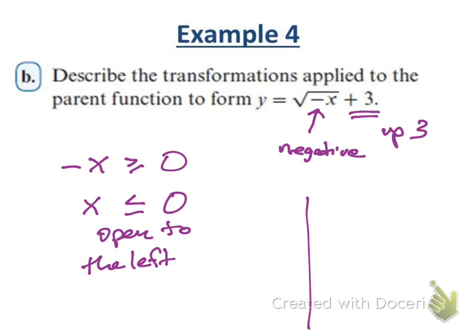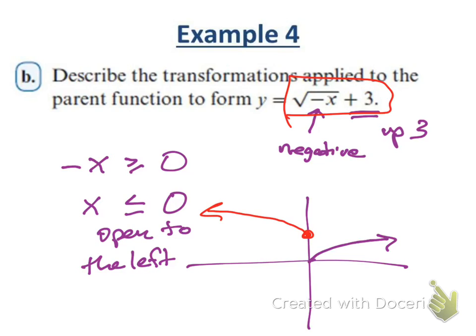The graph looks like, if this is the square root of x, y'all watch, the square root of negative x plus 3, this graph is up 3 and opens this way. Now you could look at this in a graphing calculator and do that too.